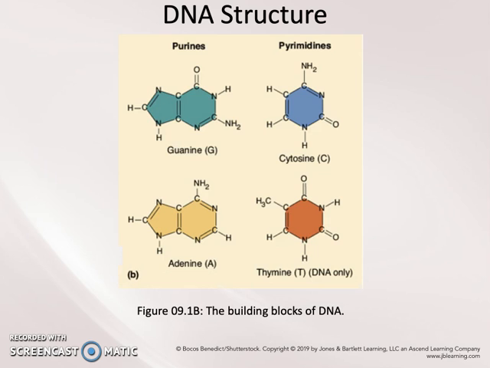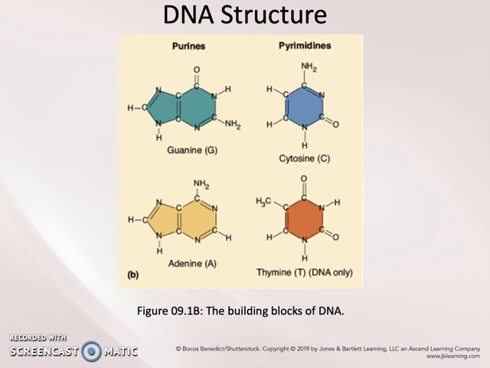So instead of thymine, RNA molecules use uracil. Here's the structure of those nitrogenous bases. We have guanine and adenine, and these are classified as purines, and cytosine and thymine, and these are classified as pyrimidines. You can see the pyrimidine structure just has a single ring, whereas the purine structure has two rings. Uracil is also considered a pyrimidine because it's very similar to the thymine structure.